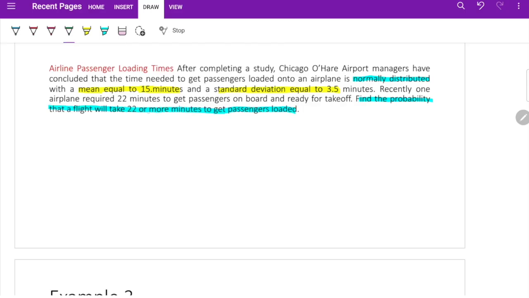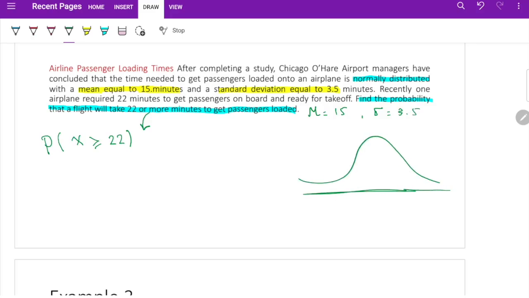Let me convert these words in blue into math statistics terms. The question asks you to find the probability that x is greater than 22, or 22 or more. If you would like to put equal, that's fine, but it doesn't change anything. We are also given the mean and the standard deviation. If you graph it, it's normally distributed. The mean is in the middle, 15 minutes, and 22 minutes is somewhere here. We are looking at this area, the right-hand side.